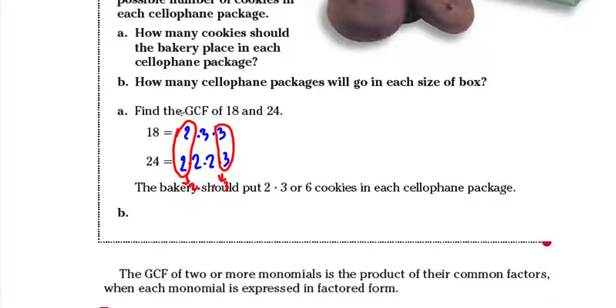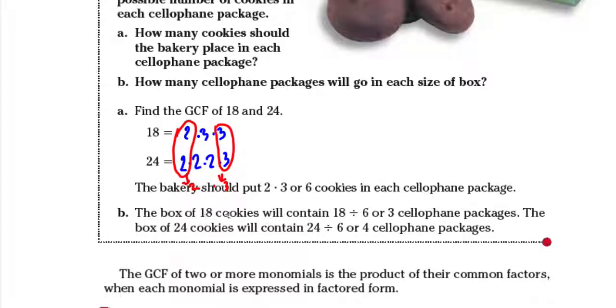Letter B, how many cellophane packages will go in each size of box? We have our GCF, which is 6, and simply ask ourselves, what did we multiply 6 by to get 18? What did we multiply 6 by to get 24? So the box of 18 cookies will contain 3 cellophane packages, and that is the number that has not been circled, the 3 right there. And the box of 24 cookies will contain 4 cellophane packages. Again, those are the numbers that have not been circled. So we either get 18 divided by 6, 24 divided by 6, or simply look at our prime factorization and see what numbers have not been circled. That would be the answer to letter B.